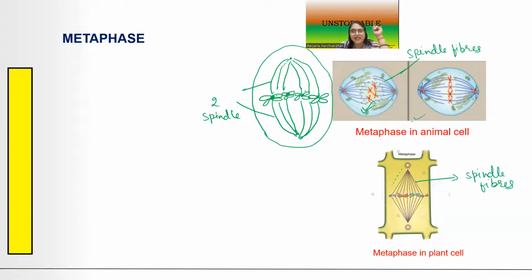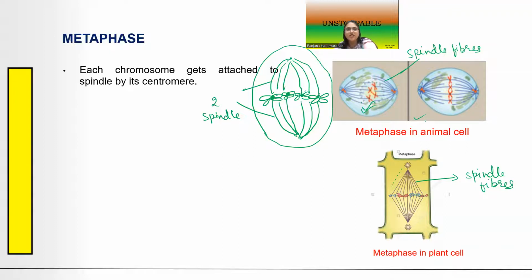Yes, you can see it in this particular diagram. So let us see what is written here. That each chromosome gets attached to the spindle by its centromere. Okay, we are finding all the spindle fibers moving towards the centromere, but do they actually come near the centromere? No, they do not actually come near the centromere. They do not go and attach themselves to the centromere. Rather, they get attached to another structure which is called kinetochore. Kinetochores are proteinaceous structures which are found near the centromere.